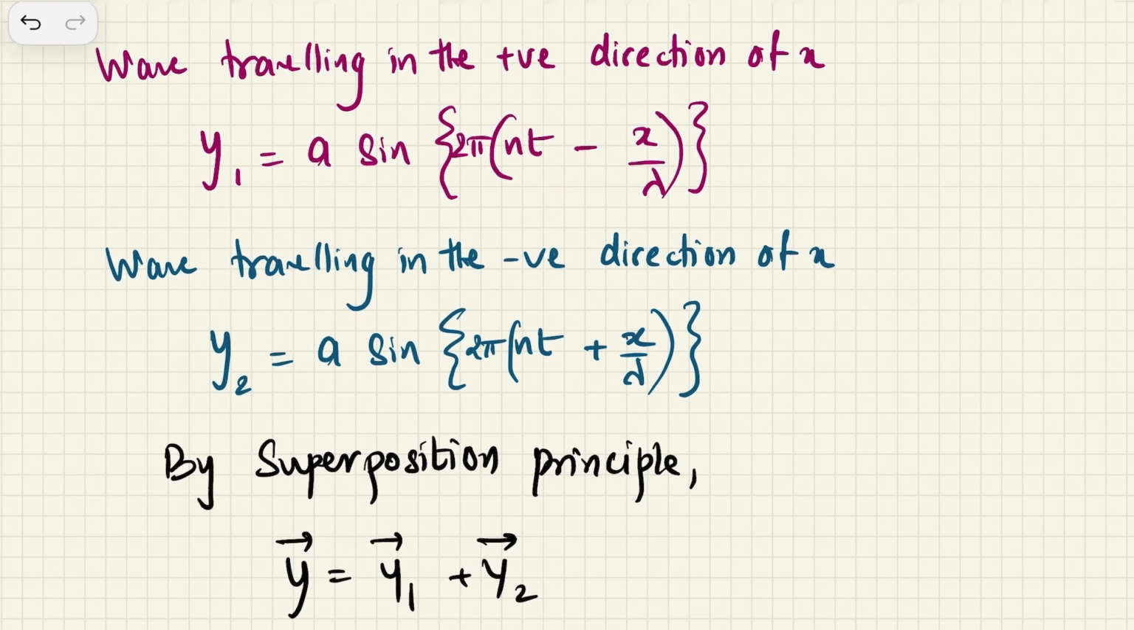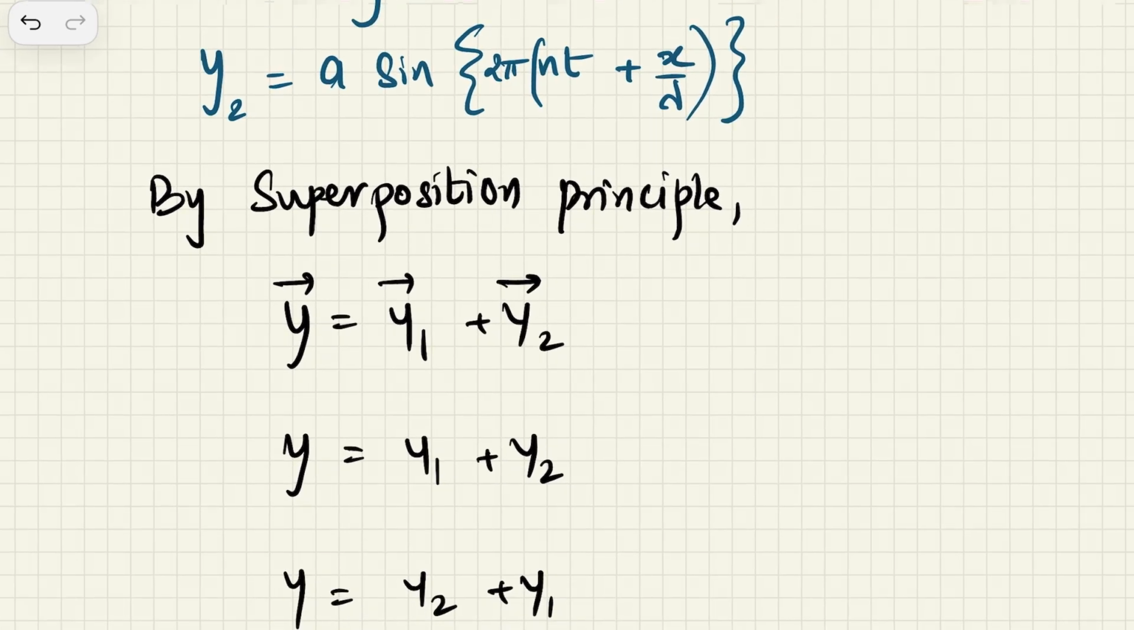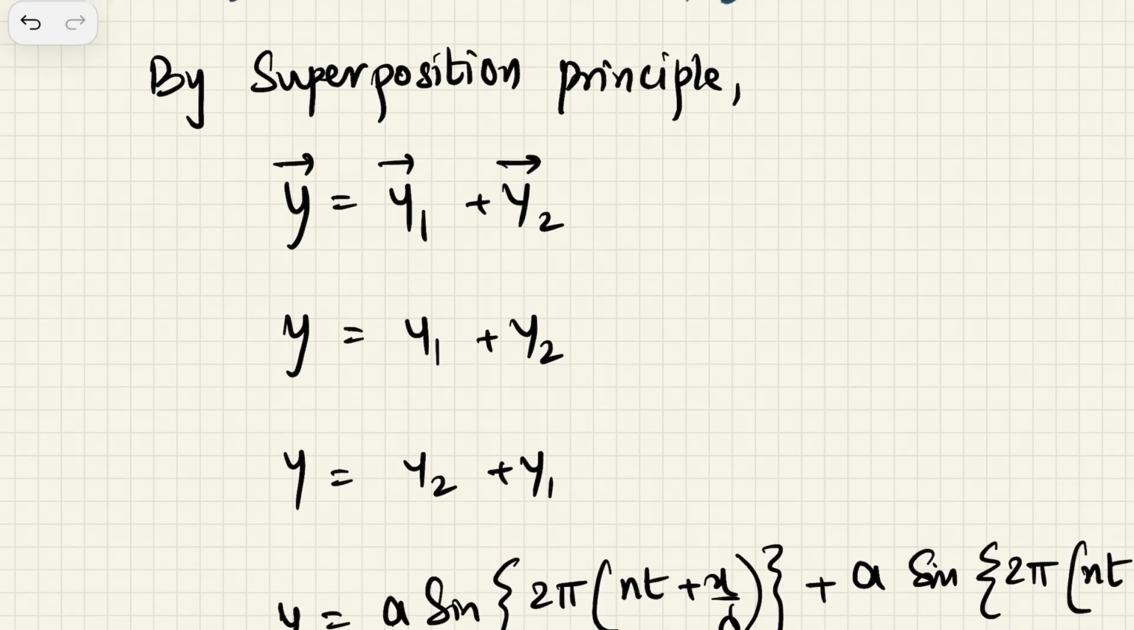Right now we are not assuming that the waves are coming at different angles. We are assuming that both the waves are traveling along the same path. So the resultant displacement is equal to the displacement due to the first plus the displacement due to the second. Because vectors in a line can be added algebraically, I have written y is equal to y1 plus y2.